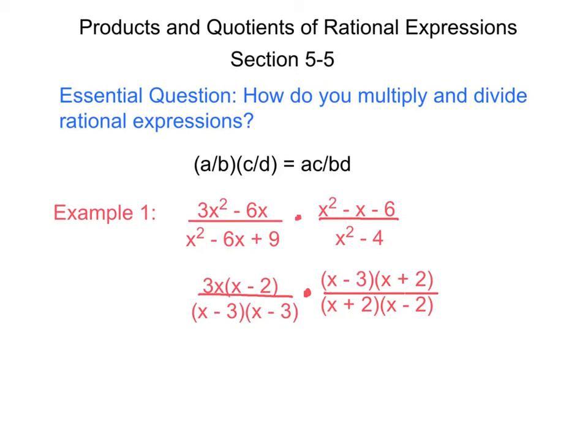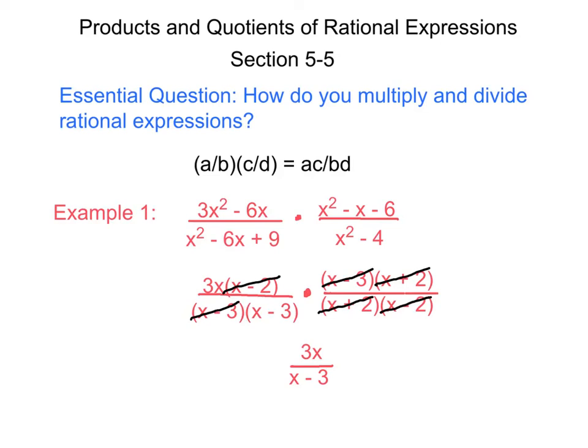So let's see what we got here. I've got x minus 2 on the top on the left, and I've got x minus 2 on the bottom on the right, so I can cancel those out. Then I've got x minus 3 on the left on the bottom and x minus 3 on the top on the right. I can cancel those out. Then I have x plus 2 over x plus 2 on the right. I can cancel those out. So the result that I'm left with is simply 3x over x minus 3.